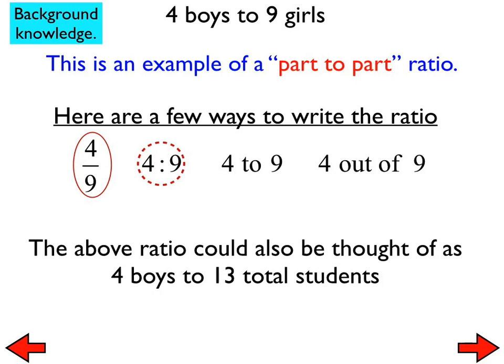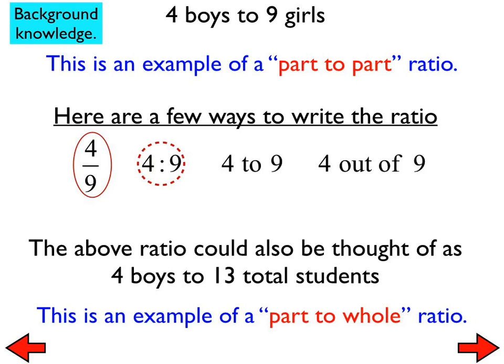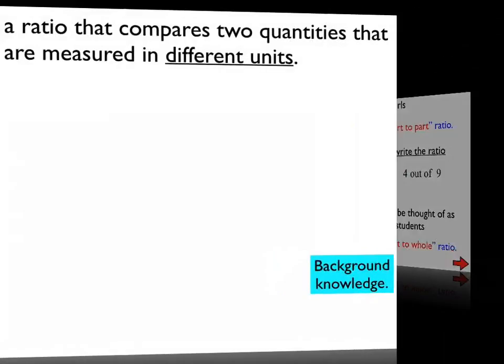The above ratio could also be thought of as 4 boys to 13 total students. In other words, if we added the 4 boys and 9 girls together, that's a representation of 13 students total. And so sometimes we change it up a little bit as far as that goes. That's considered to be an example of part to whole, with 13 being the whole number, or total students altogether.